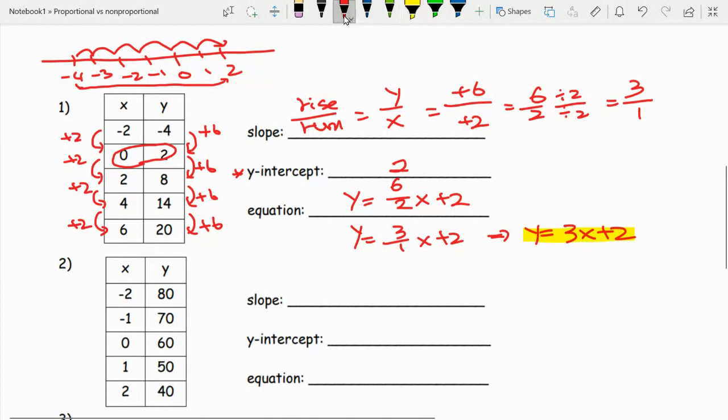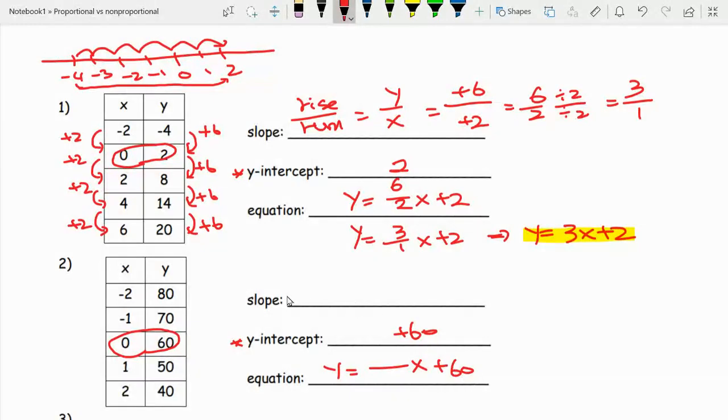All right, moving on to the next one. The y-intercept is always easier to find. So I'm going to go, hey, when x is 0, y is equal to 60. That's my y-intercept. So I'm going to write positive 60. So my equation should be y is equal to something over something x plus 60. So let's find out the rate or slope. Negative 2 becomes negative 1, negative 1 becomes 0, 0 becomes 1, 1 becomes 2. Okay, so I'm adding 1.